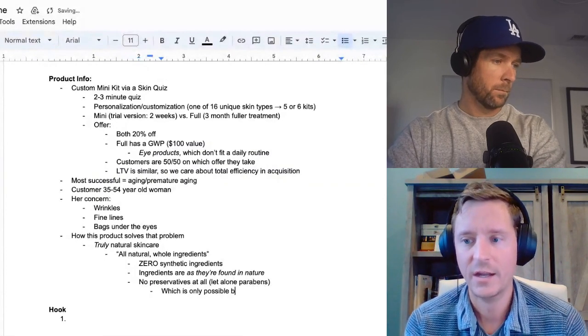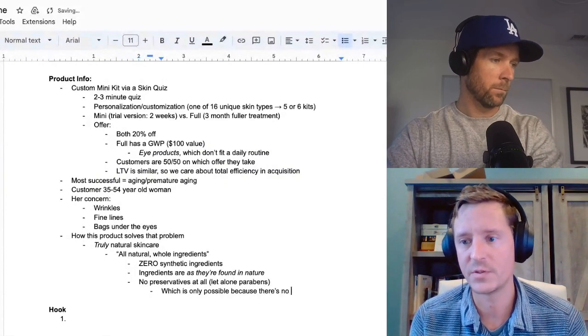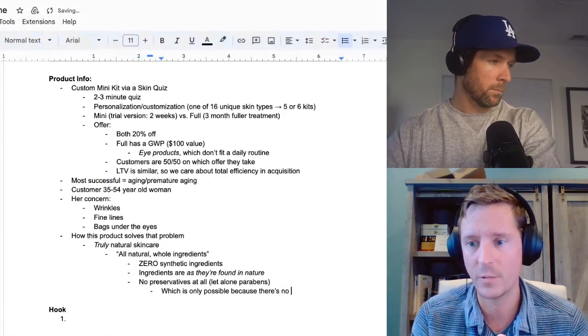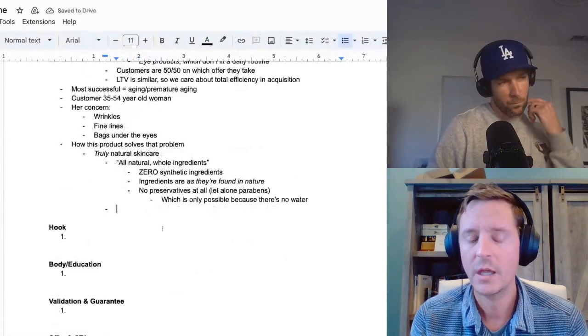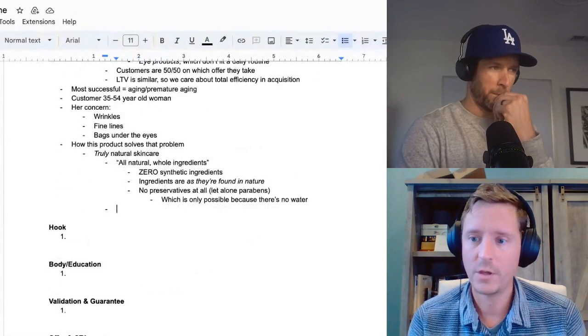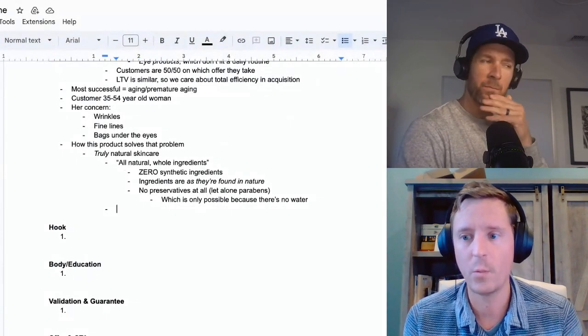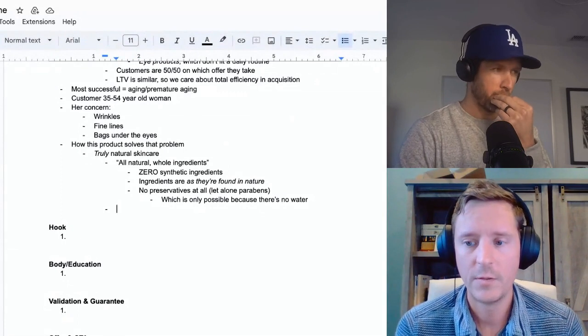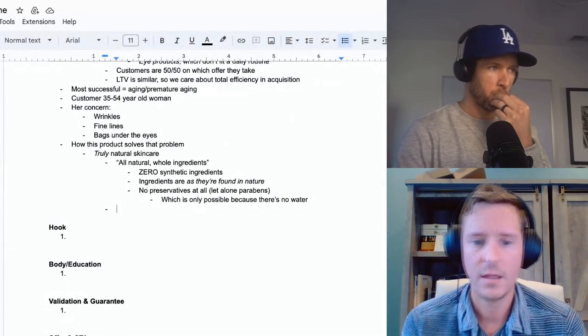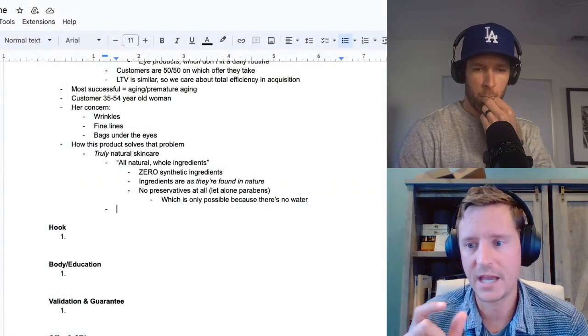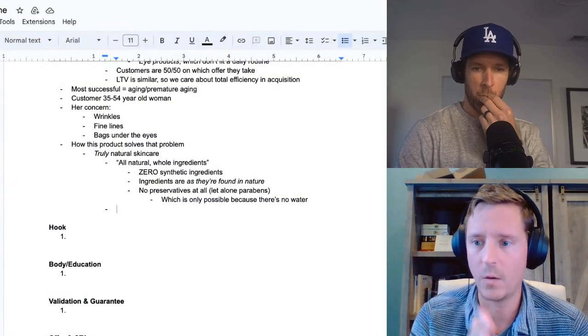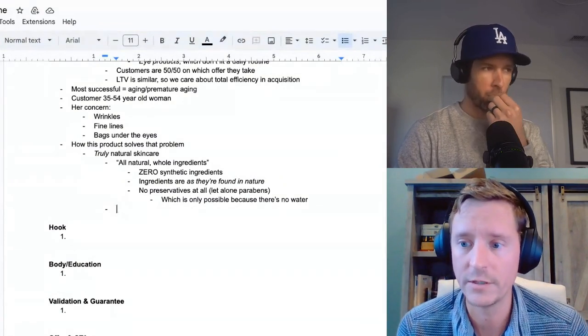99.9% of skincare contains water and then contains a preservative to make sure that water doesn't wind up growing mold and growing bacteria. Without water, you have oils and various materials that are shelf stable. So you're able to be shelf stable without needing preservatives. So those are really the main ways that we mean it. The catchiest is to say all natural whole ingredients.